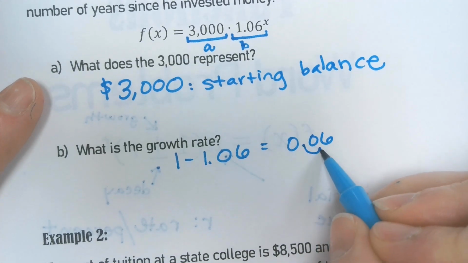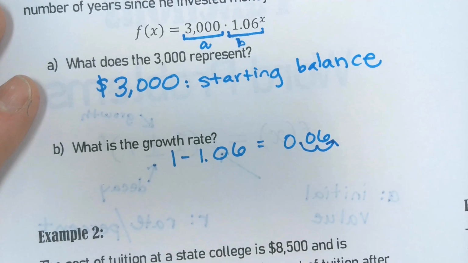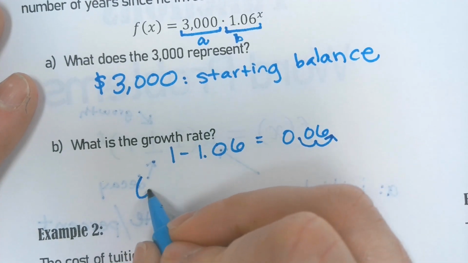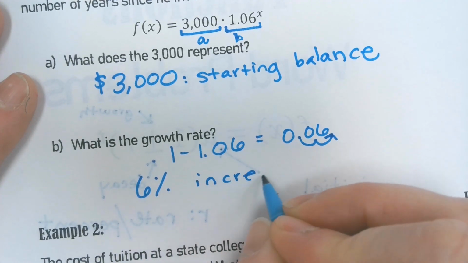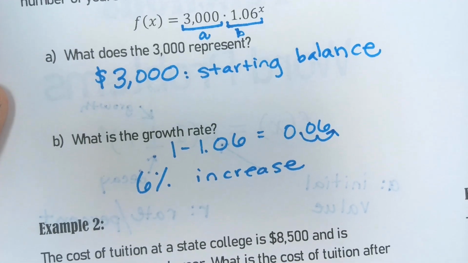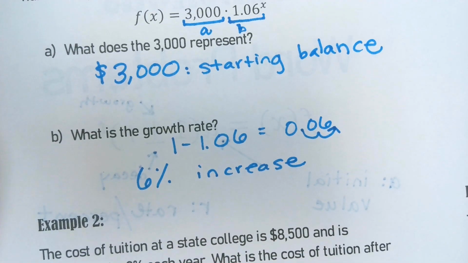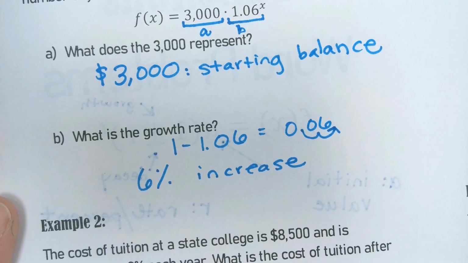We may want to write it as a percent. So we move our decimal over 2 places to the right to go from decimal to percent. Remember DP? 6% increase. Not bad, actually. A lot of times a savings account has like 0.01% increase, which is like barely anything.